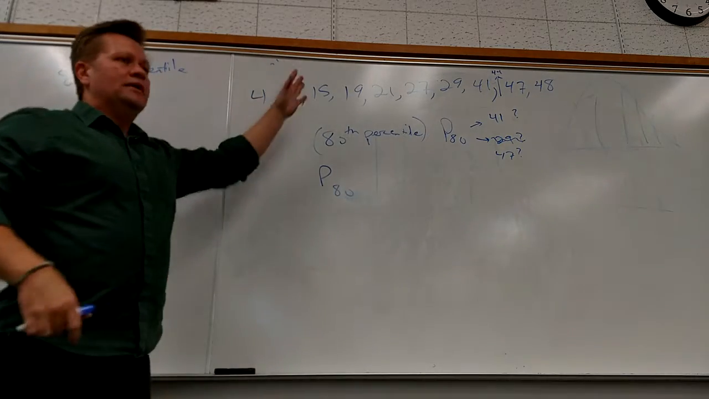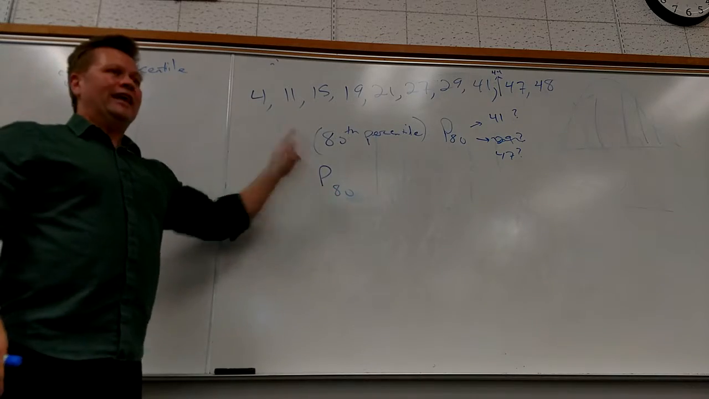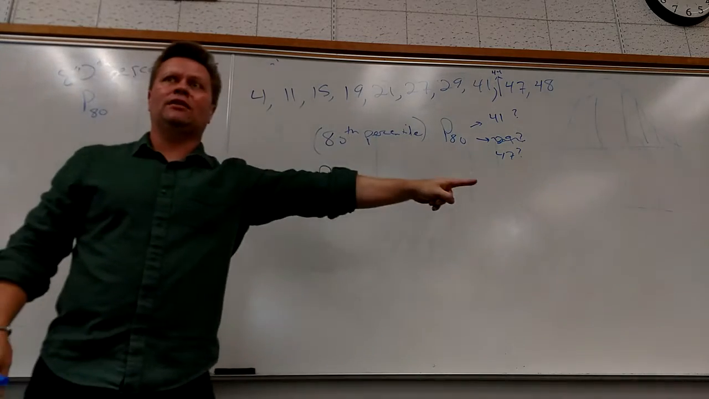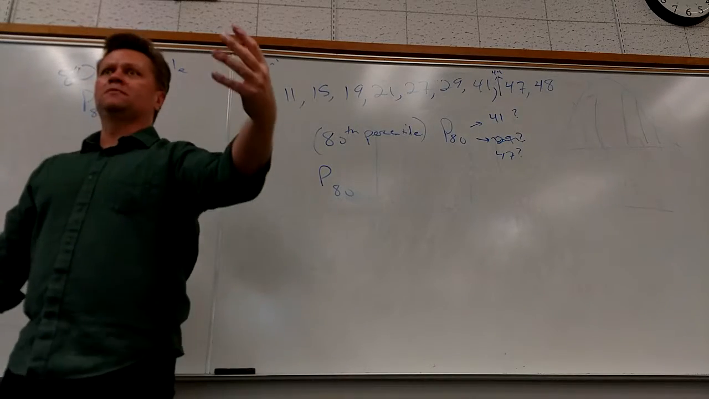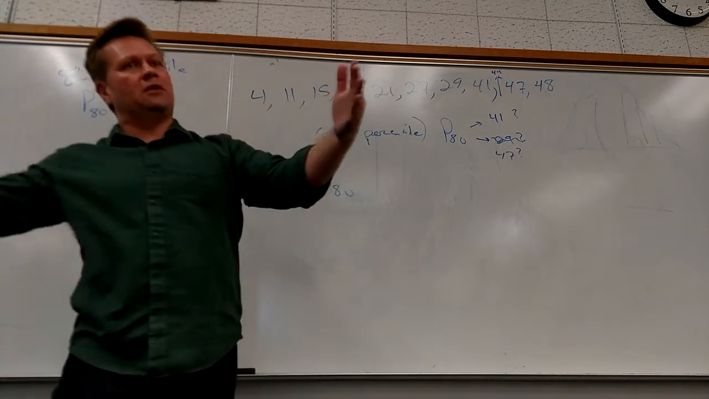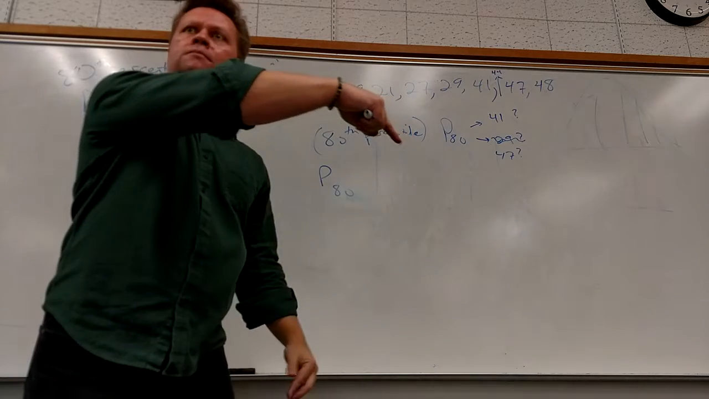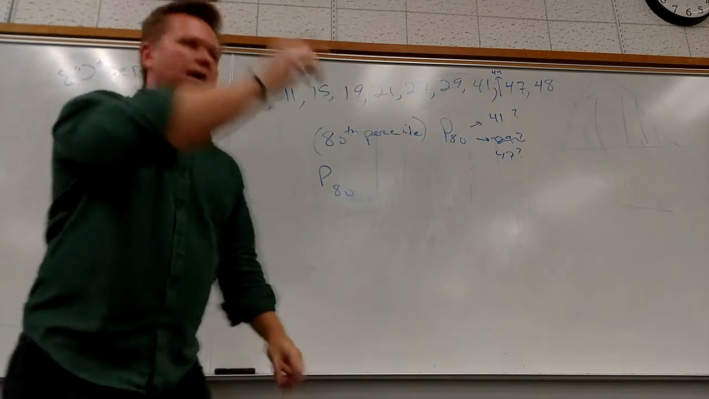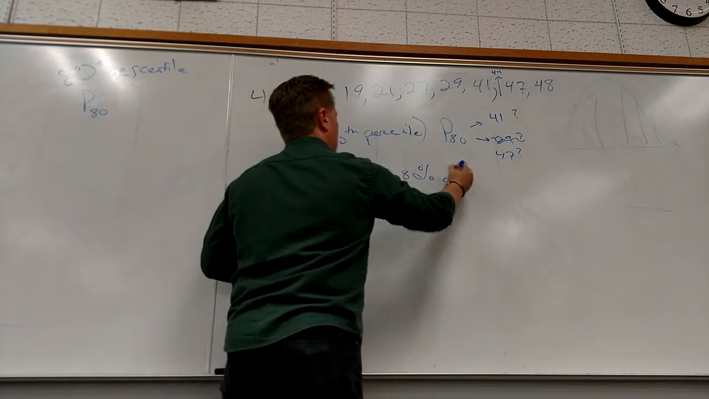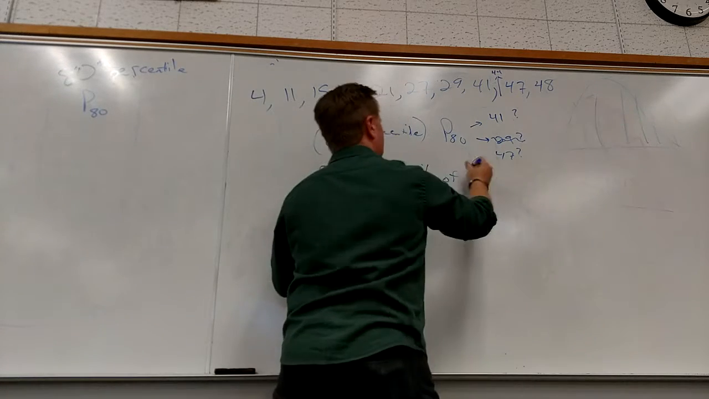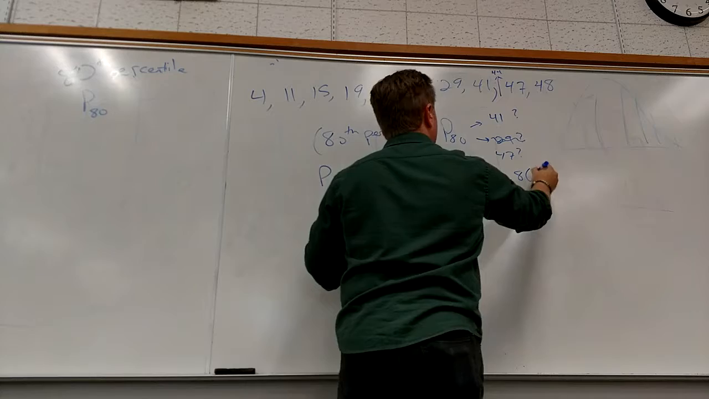Second thing, does this make sense? I want to go roughly 80% of the way into the list to get to the 80th percentile. If it's supposed to be the number that's got 80% below it, then let me go 80% of the way in. That's the first step. So what would that be? 80% of what? How long is this? 10. So what's 80% of 10?